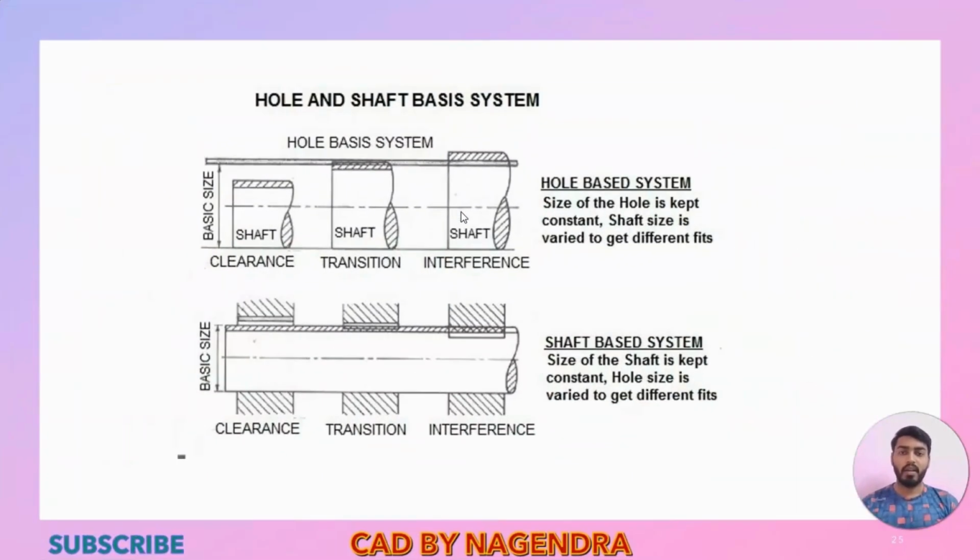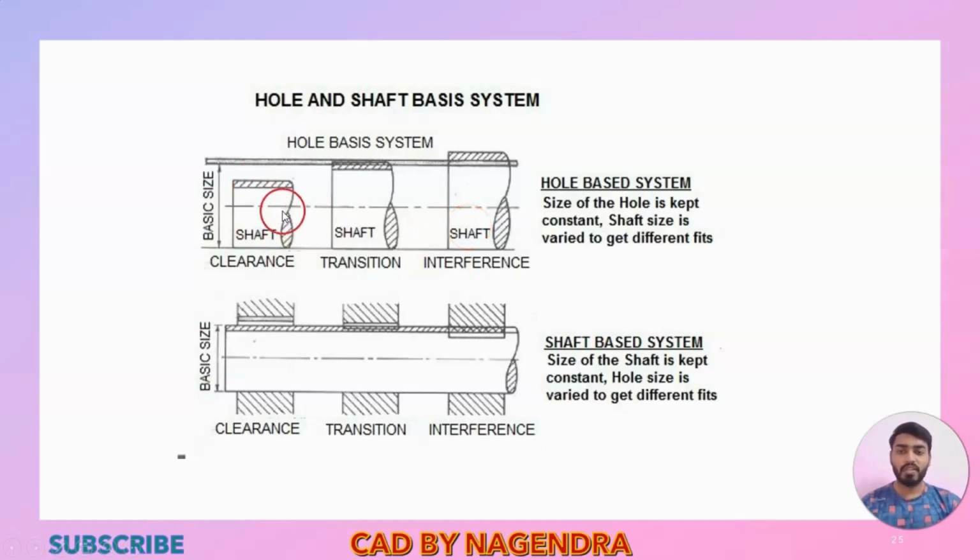Then again in fits we have two systems. One is the hole basis system and the other is the shaft basis system. What is meant by hole basis and shaft basis system? Just observe this diagram and you can find this definition. In the hole basis system, the size of the hole is kept constant and the shaft size is varied to get different types of fits. In the hole basis system, the diameter of the hole will be kept constant and the diameter of the shaft will vary to get the desired class of fit.